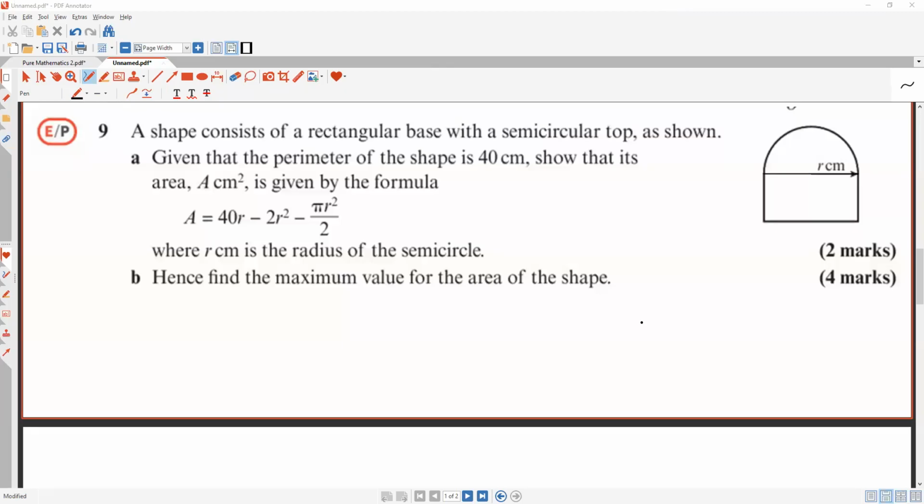Now let's see. Given that the perimeter of the shape is 40, the perimeter of the shape, is it a semicircular top? Fine. Show that the area is so and so. Chalo.